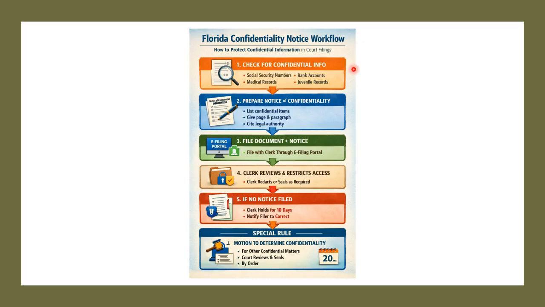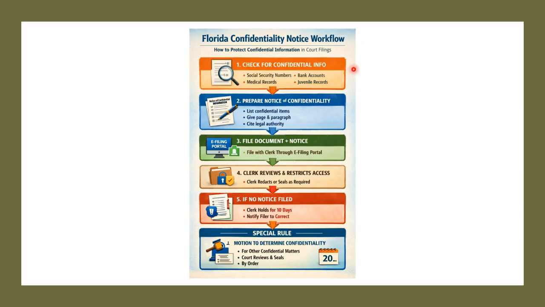File the document. You file the Notice of Confidential Information with the complaint, and use the Florida e-filing portal to do it. And the clerk will review it and restrict the access, as already pointed out. If a notice isn't filed, the clerk will hold it for 10 days and notify the filer to correct. So they're going to look at it, but if you didn't file a notice, the clerk is going to get in touch with you.